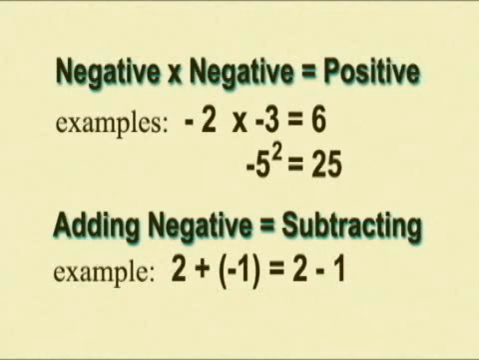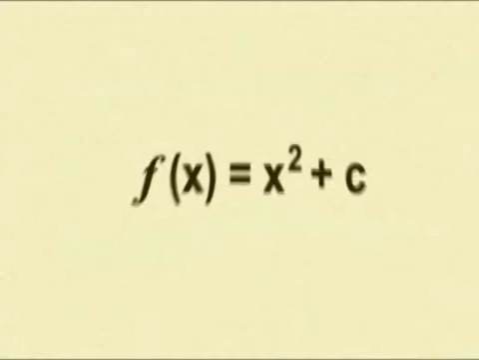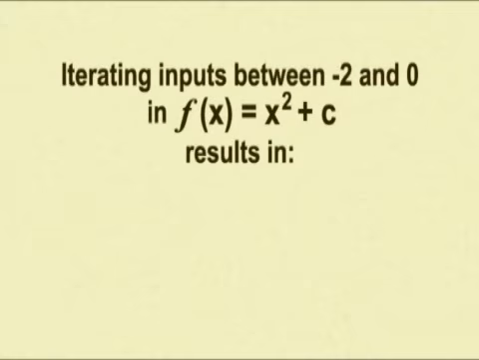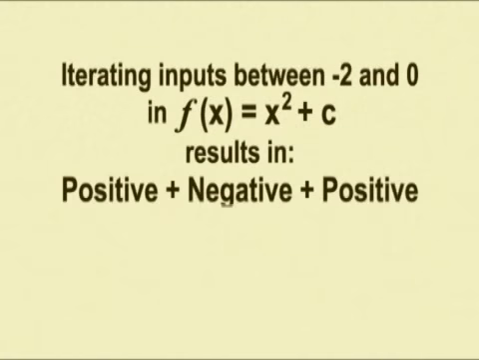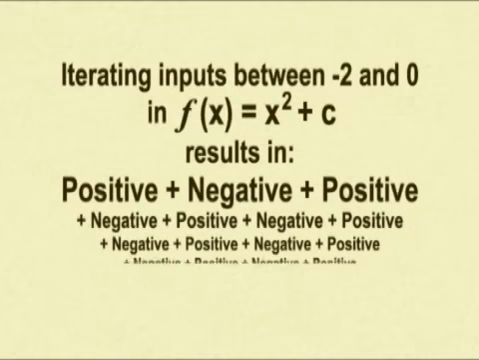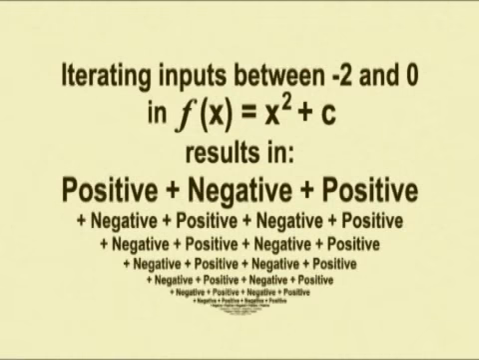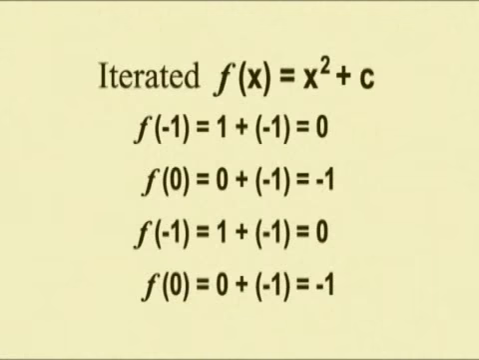These two rules work against each other in the iterated function x squared plus c. If you input any number between -2 and 0, the positive gain you get by squaring it is diminished by adding back the original negative number. If we iterate -1 in this function, the outputs alternate between 0 and -1 forever.